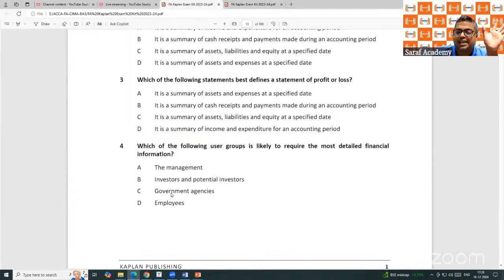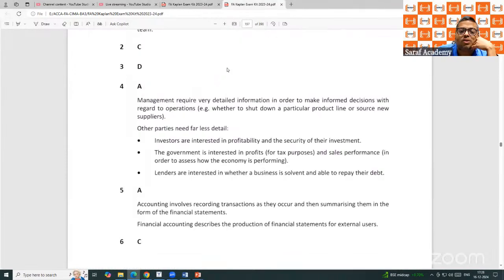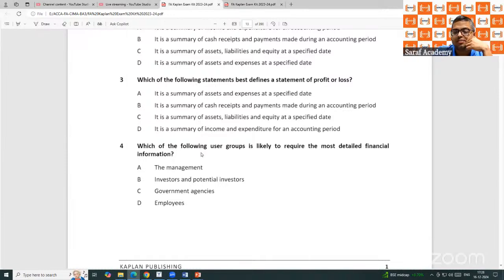Investors want profit, assets. Government agencies want to know how much profit, how much tax, how much sales. Employees want to know whether they will be getting their salary or not. But management has to think from four directions. They require more detailed information. But they have given the explanation of lenders; here the explanation should be of employees. Employees are concerned with their salary, so whether the company has adequate cash to pay the salary, that much information they require. But management has to run the business and take decisions. They require more detailed information to take informed decisions.